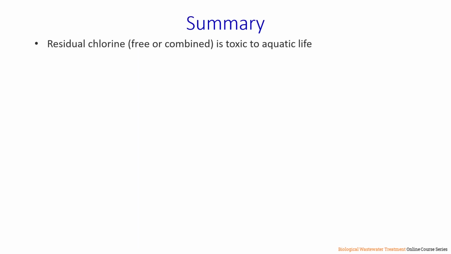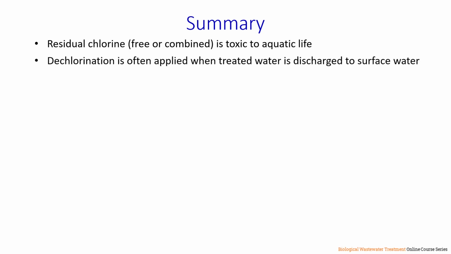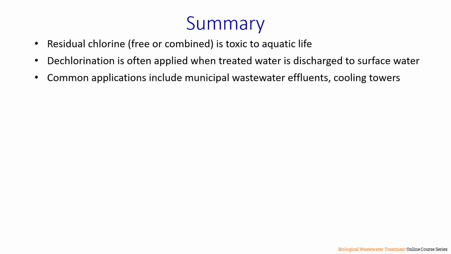Summarizing then, we know that residual chlorine, either in the form of free chlorine or combined chlorine, expresses toxicity toward aquatic life. So there's motivation to get rid of chlorine. The most common way to do that is to apply a dechlorinating agent. Those dechlorinating agents are often applied when treated water is going to be discharged to a surface water. Common applications of dechlorination include municipal wastewater effluents and cooling towers where chlorination is a common process.